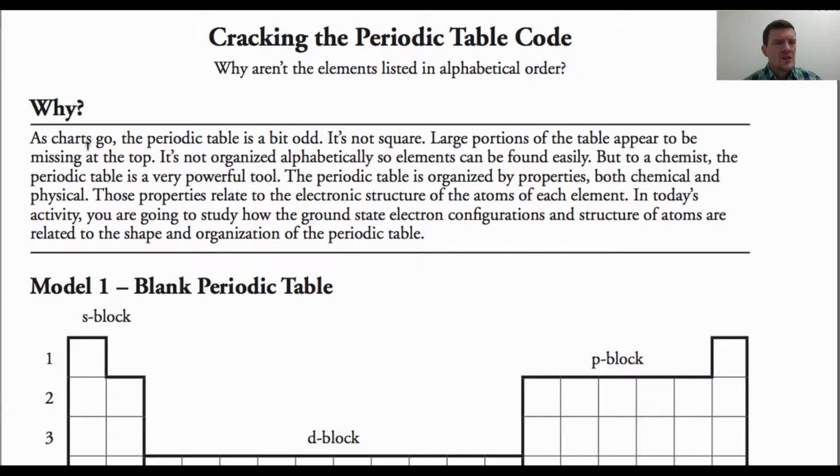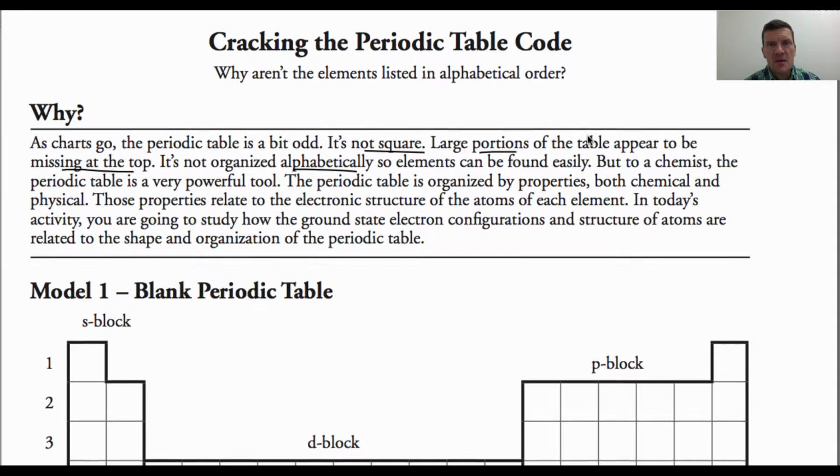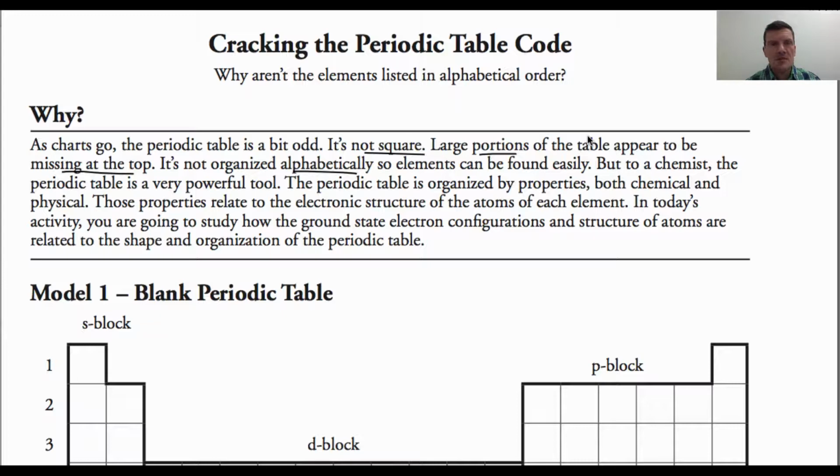All right. So if you notice right here, if you've read this already, it says the periodic table is a bit odd, which is true. It's not square, it's kind of a unique shape. Large portions of the table appear to be missing at the top. It's not organized in what would appear to be a reasonable or logical fashion. It's not alphabetical, but there is a reason behind the establishment of the periodic table, the direction of the periodic table, the arrangement of the periodic table.